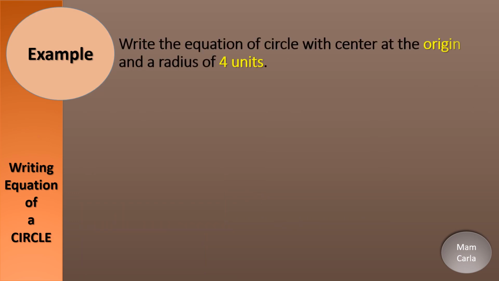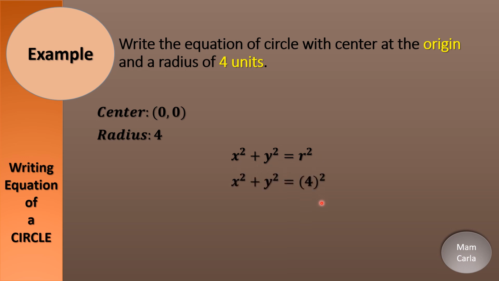Let us have this example. Write the equation of a circle with a center at the origin and a radius of 4 units. So the center is at (0, 0) or the origin and the radius is 4. So we will be using x squared plus y squared equals r squared. So we simply substitute the value of the radius, which is 4, and then simplify. So the equation of the circle is x squared plus y squared equals 16.